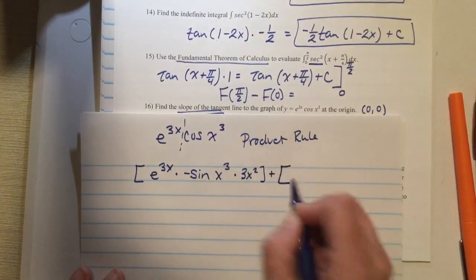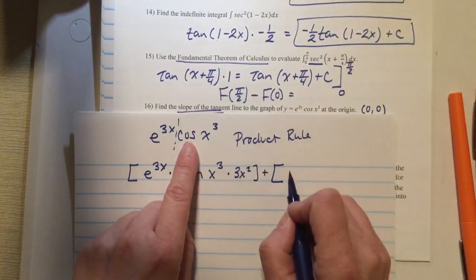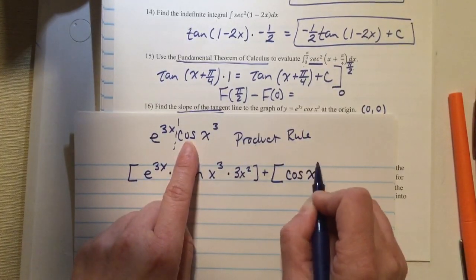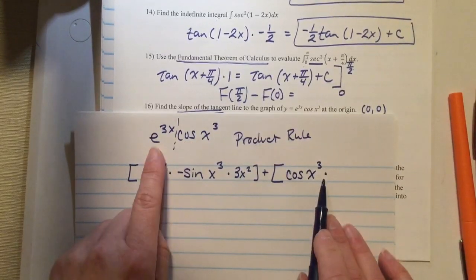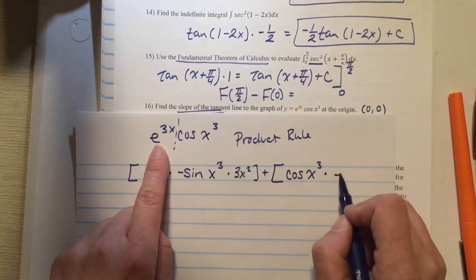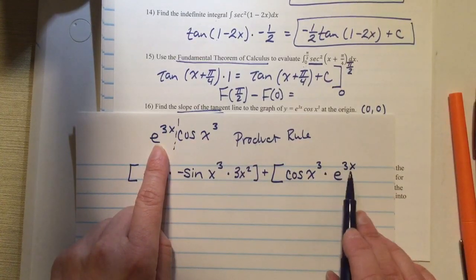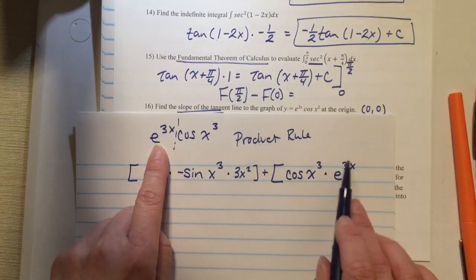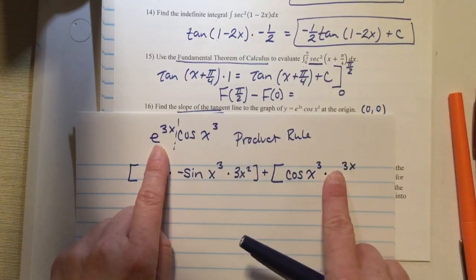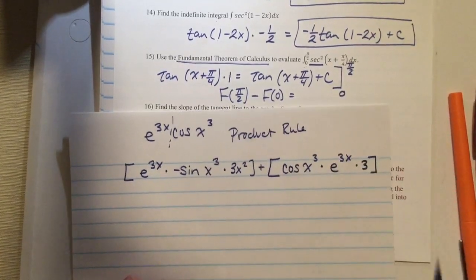Product rule, now you go ahead and add the second chunk. For the second chunk, you keep g of x the same. So I keep cosine of x cubed, times the derivative of f of x. This is an e term. The derivative of an e term, you just rewrite it. So it stays e to the 3x. But because this is more than just an x, you ignore the e, find the derivative of 3x, which is 3, and you multiply it.